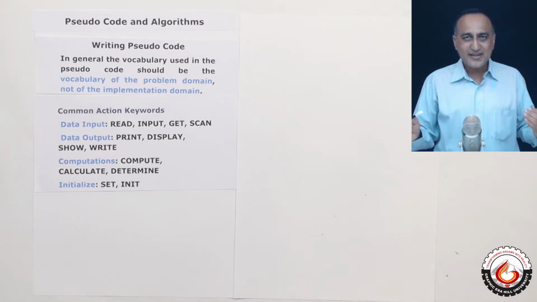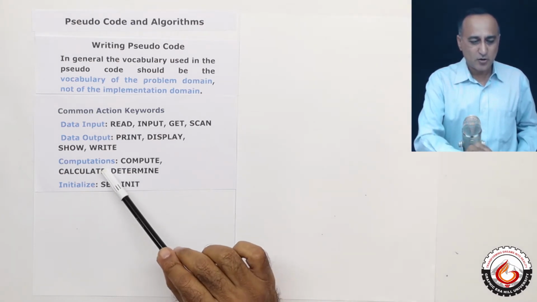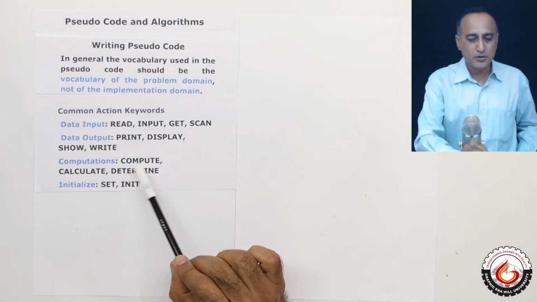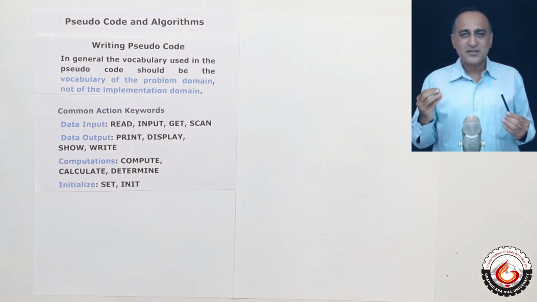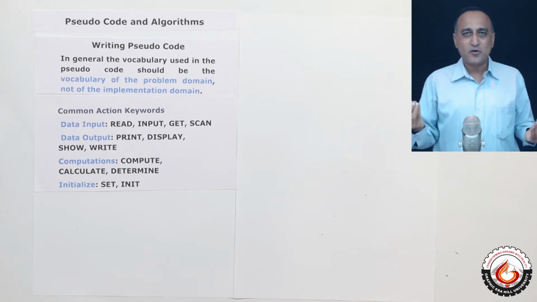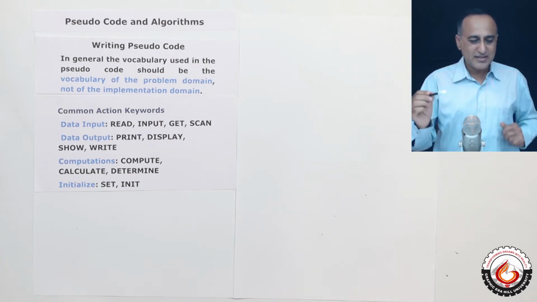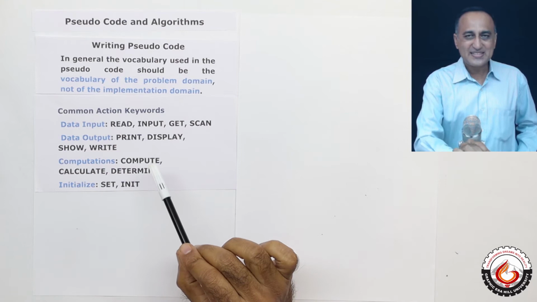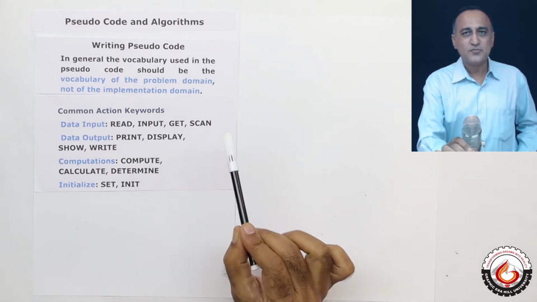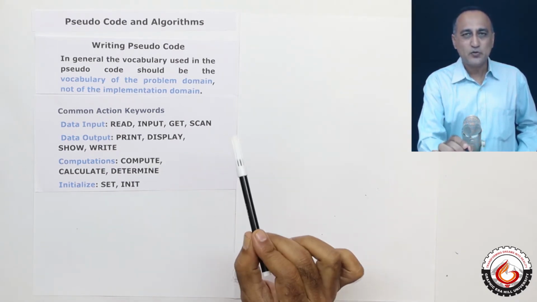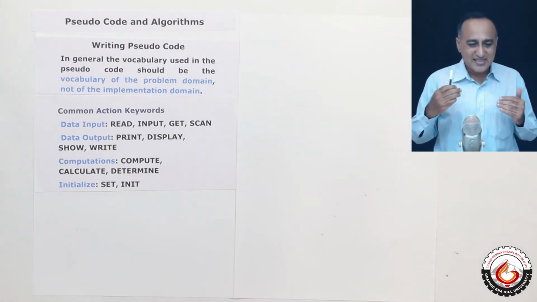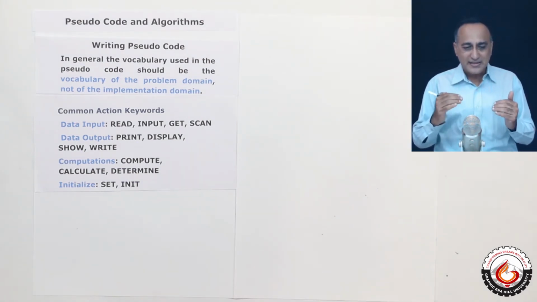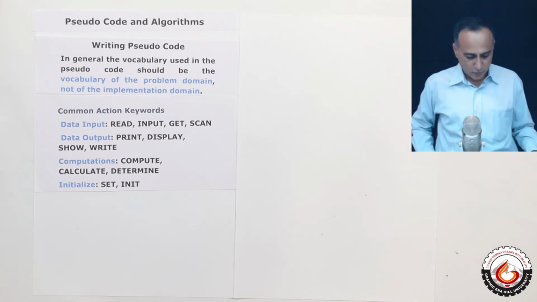If we have to do certain calculations, or as they are called computations, you will use the word compute, calculate or determine. Assume there are variables and you want to give them certain initial values like 0, 10 or 20 or whatever it is. So you will say set I is given the value 0. You will say set I to 0 or you will say init j to 0. These are examples of how you will use keywords when you're writing pseudocode.